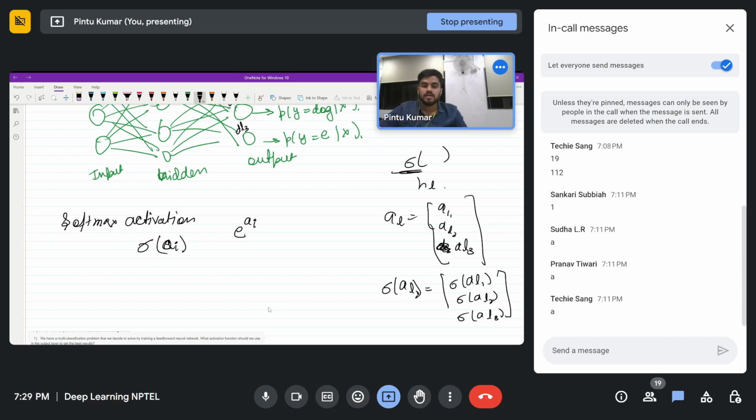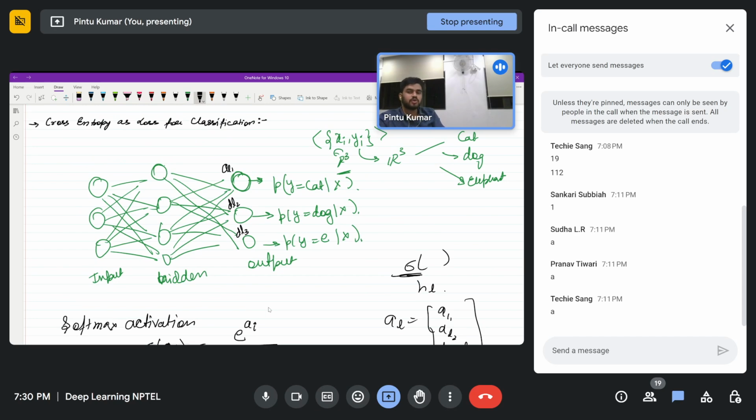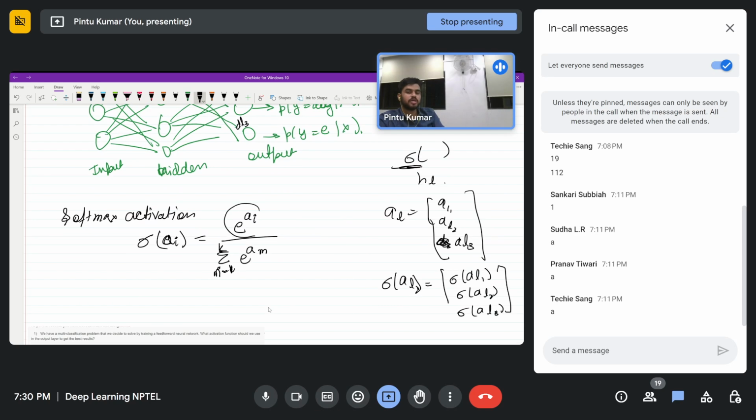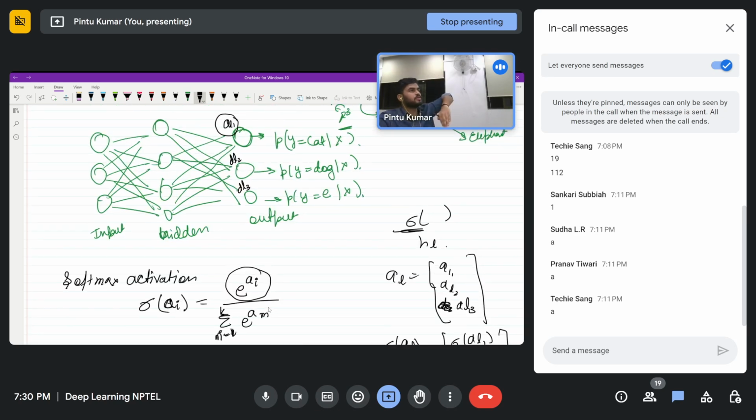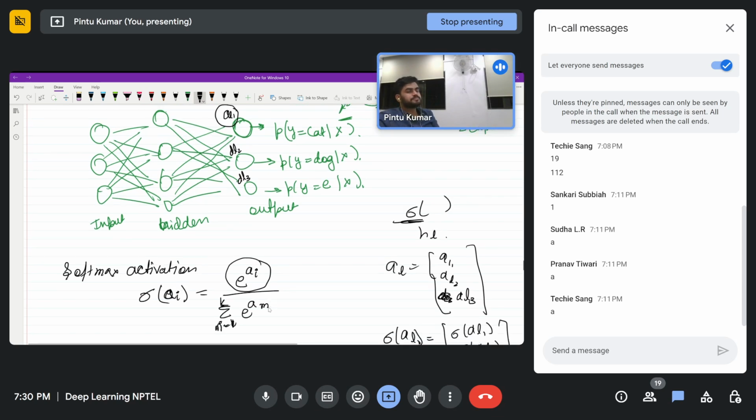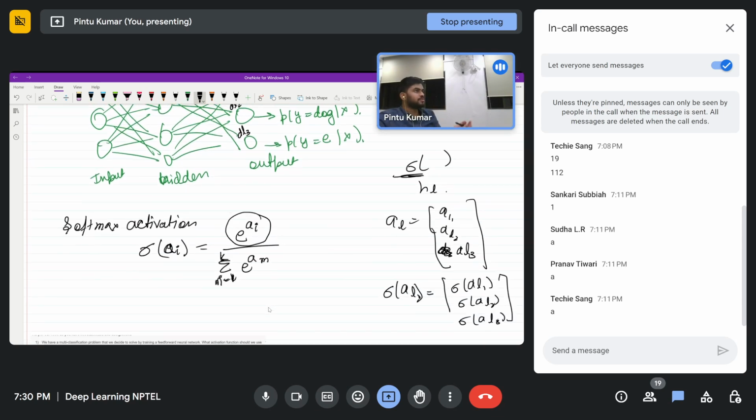So this is divided by the summation over all, i equal to 1 to k, of e to the power a. This should be some other variable a. So what we actually do is, if you want to calculate the value for this first one, you take that particular thing in the numerator and take the sum of all of them in the denominator, and you will get softmax activation. So this is something that we use.